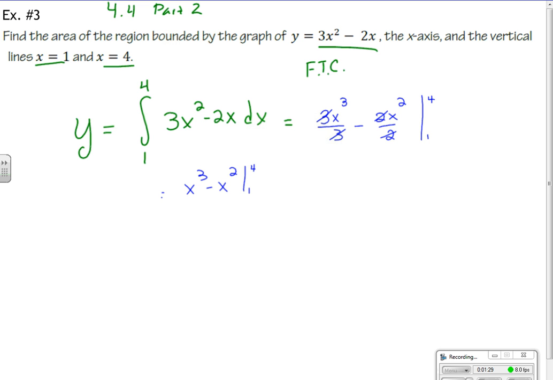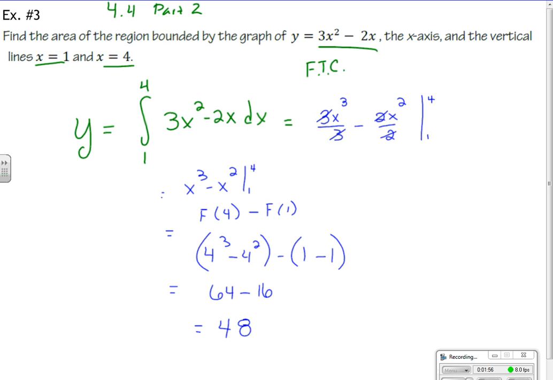Evaluated from 1 to 4. Putting in 4 first, because the fundamental theorem says do F of 4 minus F of 1, from top to bottom. So I'm going to have 4 cubed minus 4 squared. Remember my advice, write stuff down. Throw in 1. 1 cubed minus 1 squared. And I'm looking at 4 cubed is 64 minus 4 squared is 16, area of 48. And you could certainly go and validate that on your calculator.